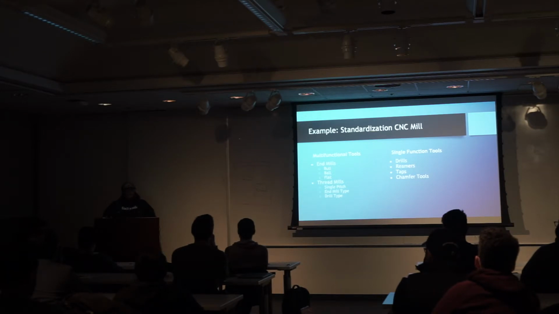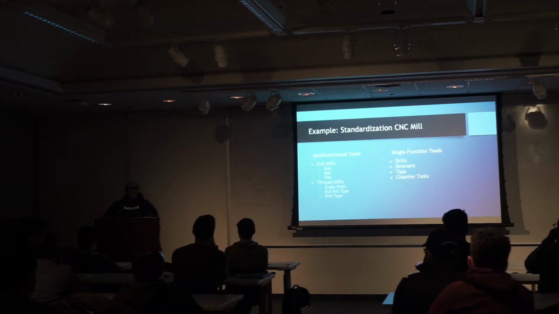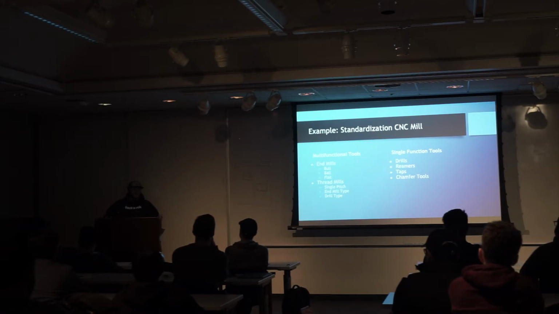There's different types of thread mills. There's single pitch, which are the most versatile, and those pretty much cut each thread, one revolution at a time, all the way up the hole. So they're slower but more multifunctional. Single pitch thread mills can cut the pitch of a thread at any diameter. So this works well for STI holes and regular holes, because the STI hole is just a different diameter but the same pitch.